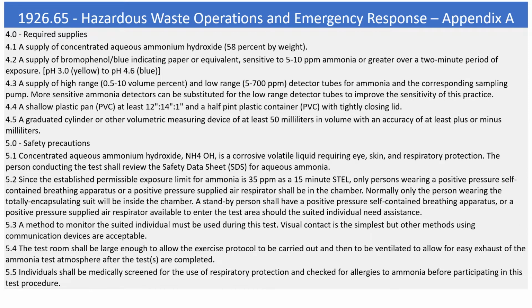5.3. A method to monitor the suited individual must be used during this test. Visual contact is the simplest, but other methods using communication devices are acceptable. 5.4. The test room shall be large enough to allow the exercise protocol to be carried out and then to be ventilated to allow for easy exhaust of the ammonia test atmosphere after the tests are completed. 5.5. Individuals shall be medically screened for the use of respiratory protection and checked for allergies to ammonia before participating in this test procedure.